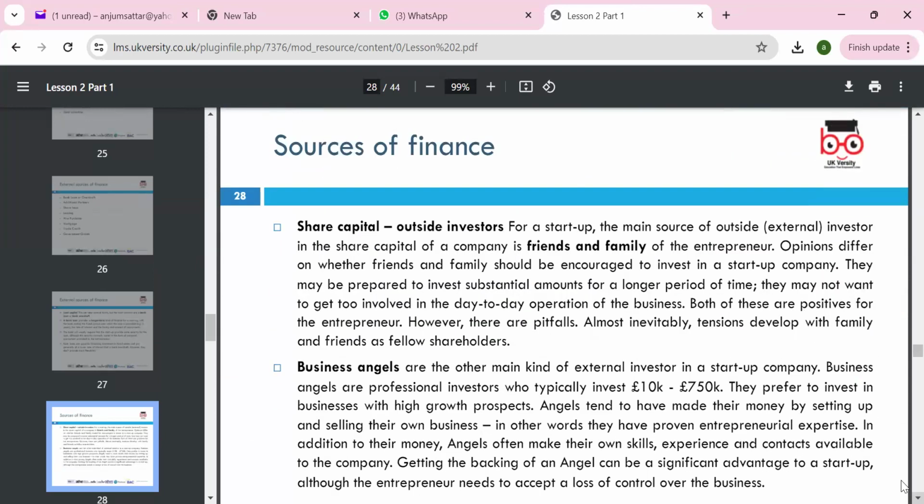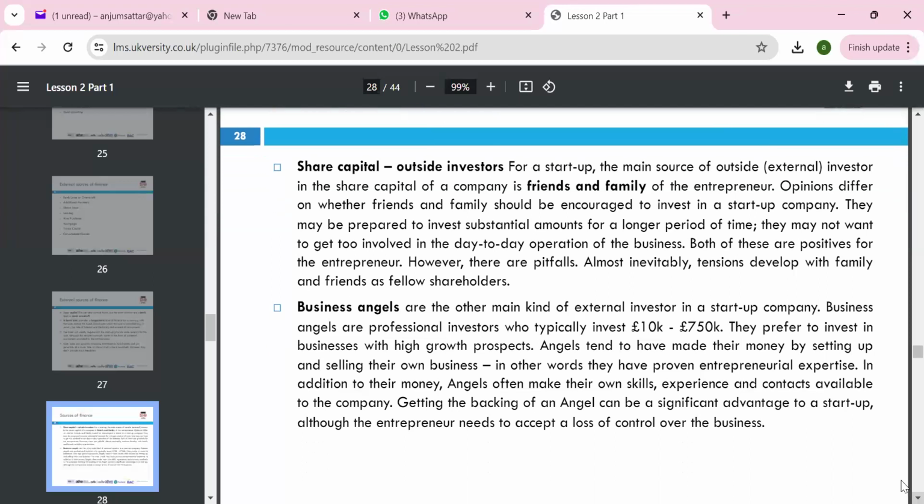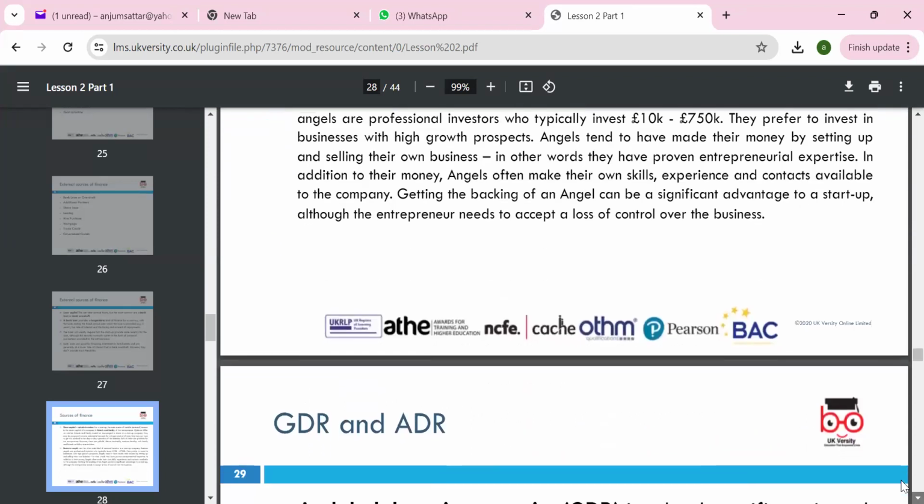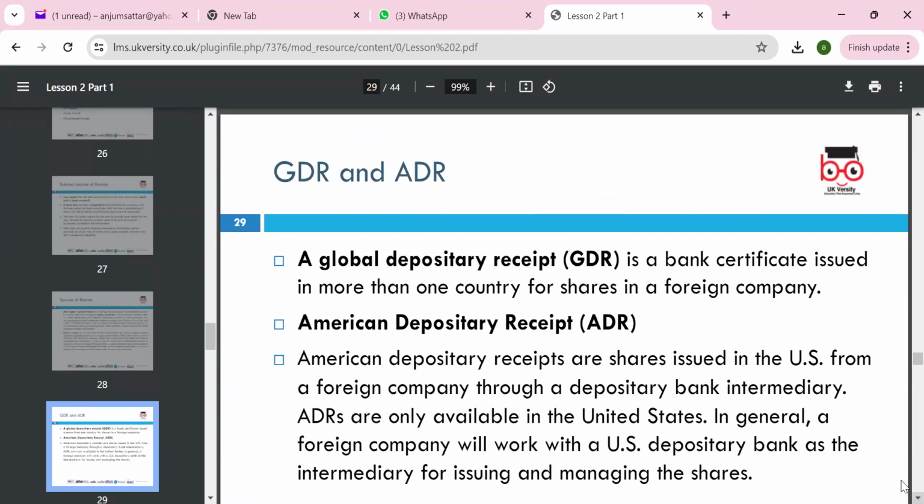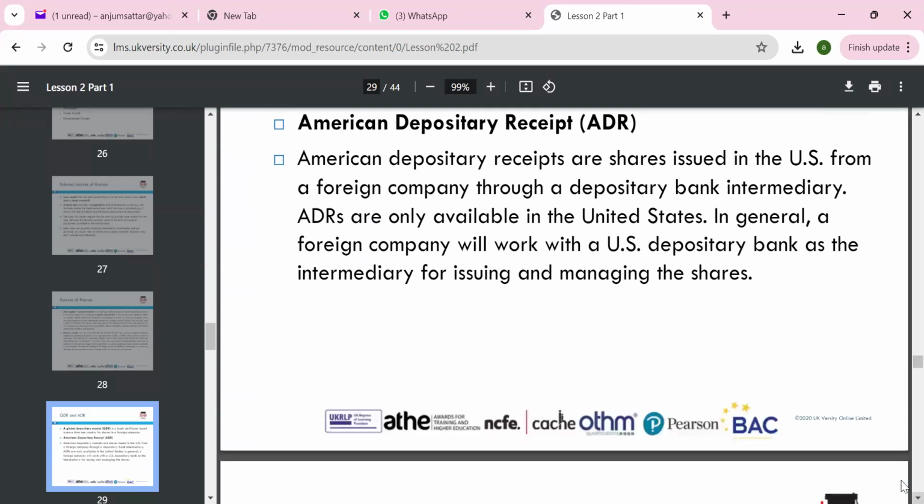Share capital: outside investors, family, and friends are those we can get money from, and we look at preference shares and ordinary shares, whichever you want to issue. Preference shares don't have voting rights but have a fixed return. A business angel is a quite rich person we can raise money through, who is happy to have their name involved and give. We have the GDR, Global Depositary Receipt, a bank certificate issued in more than one country for shares of a foreign company. ADR, American Depositary Receipt, refers to shares issued in the US especially.